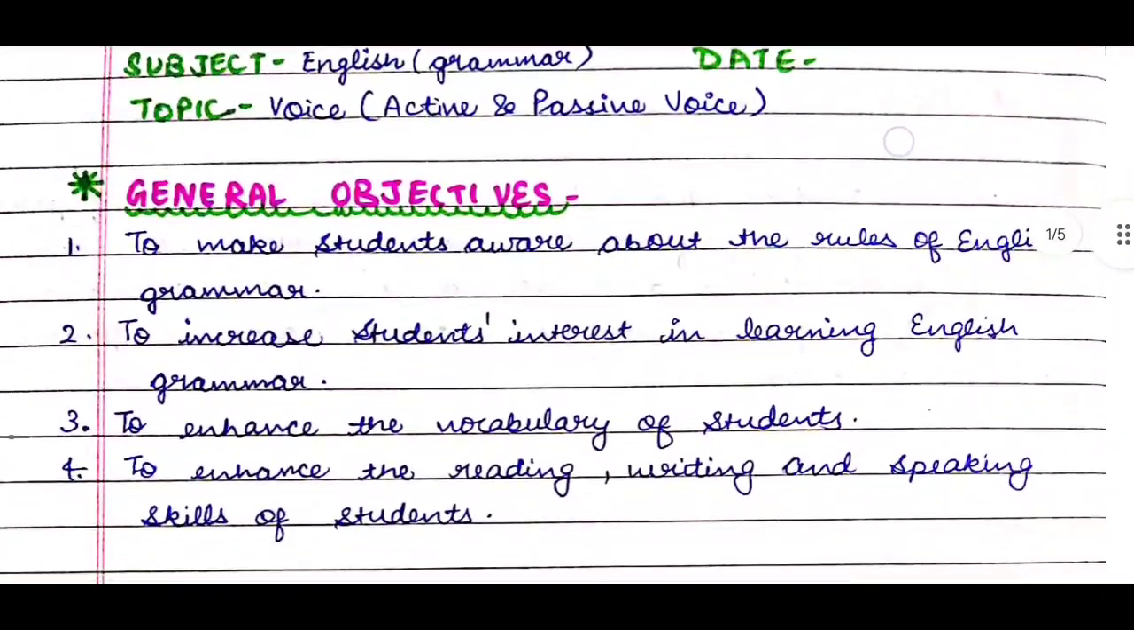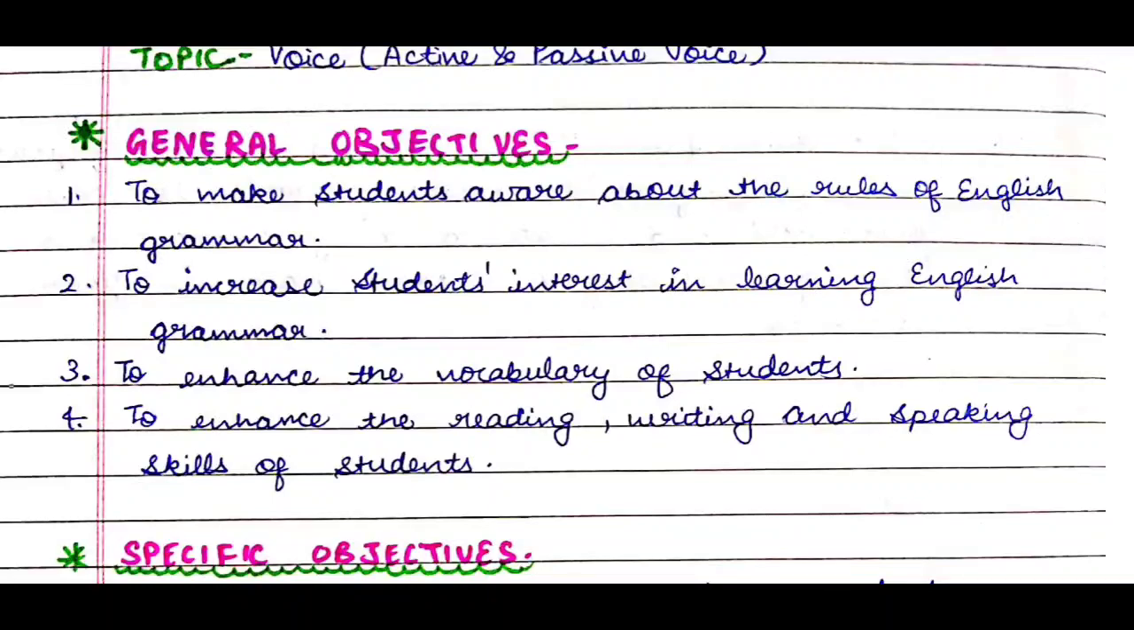So our first heading comes general objectives in our lesson plan. Here we write our objectives that are related to the subject, as in why we need to teach this subject, okay? That is English grammar. So firstly we will write to make students aware about the rules of English grammar. Second, to increase students' interest in learning English grammar. Third, to enhance the vocabulary of students. Fourth, to enhance the reading, writing and speaking skills of students, okay?